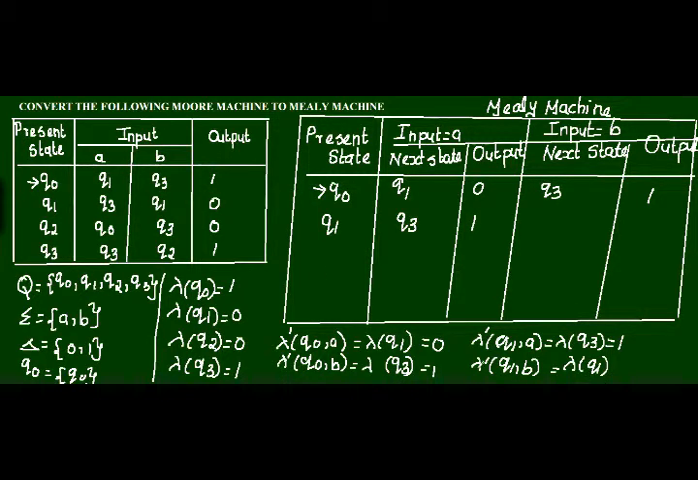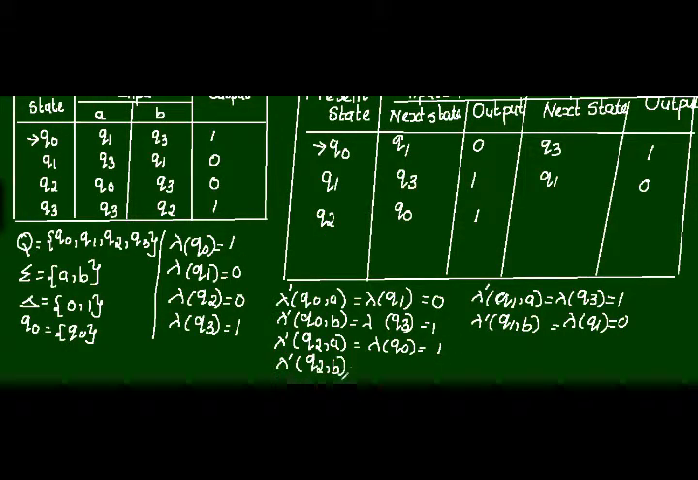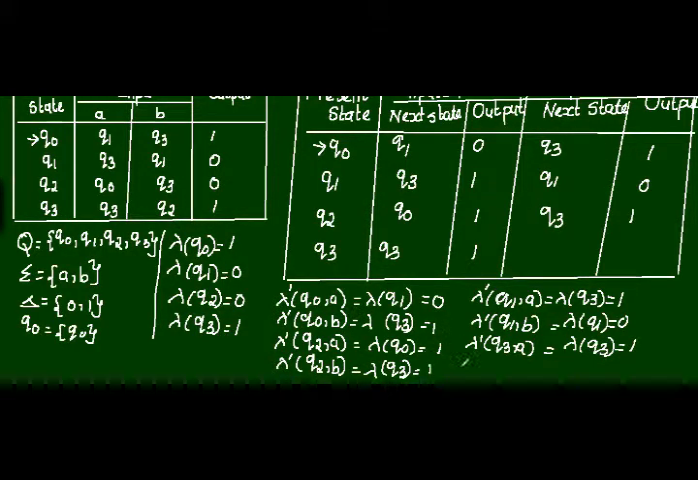Now output of Q1 is 0. Now Q2, if input is A, next state is Q0. Output of Q0 is 1. Q2, if input is B, next state is Q3 and output of Q3 is 1. Q3, if input is A, next state is Q3. Output of this Q3 is 1. Q3, if input is B, next state is Q2. Output of this Q2 is 0.